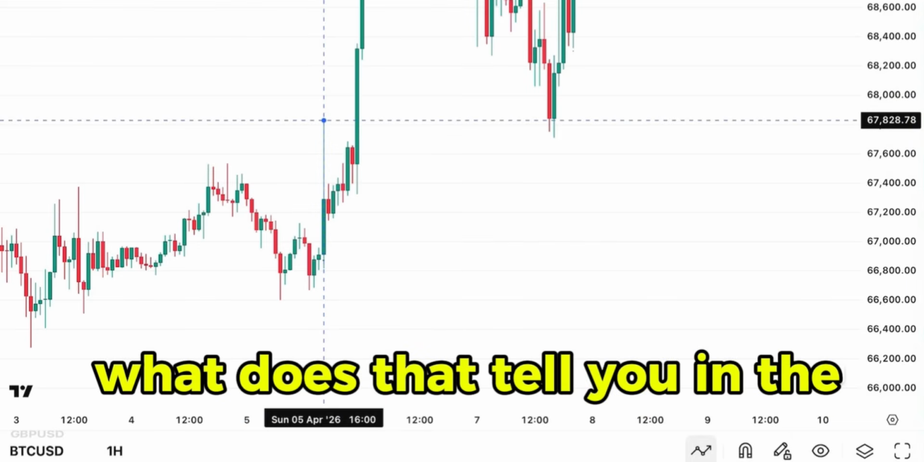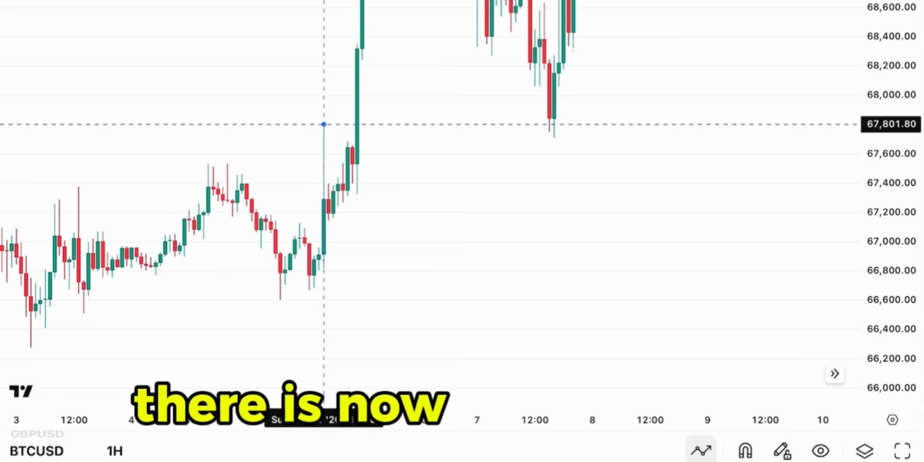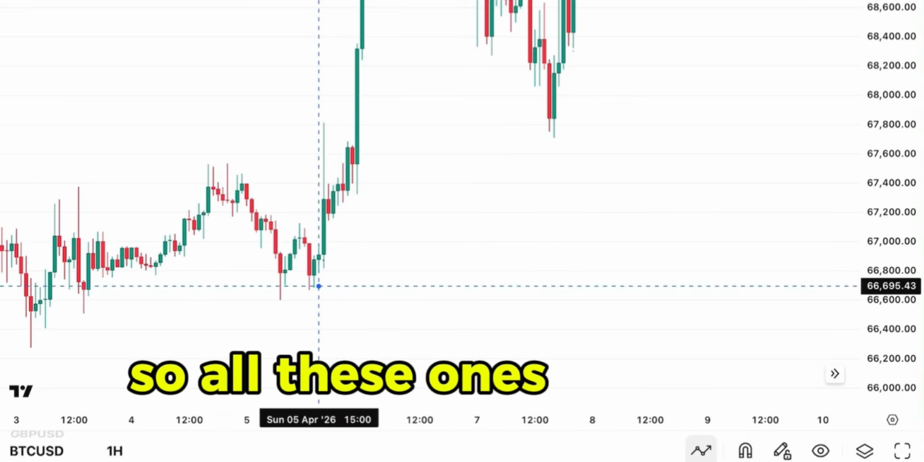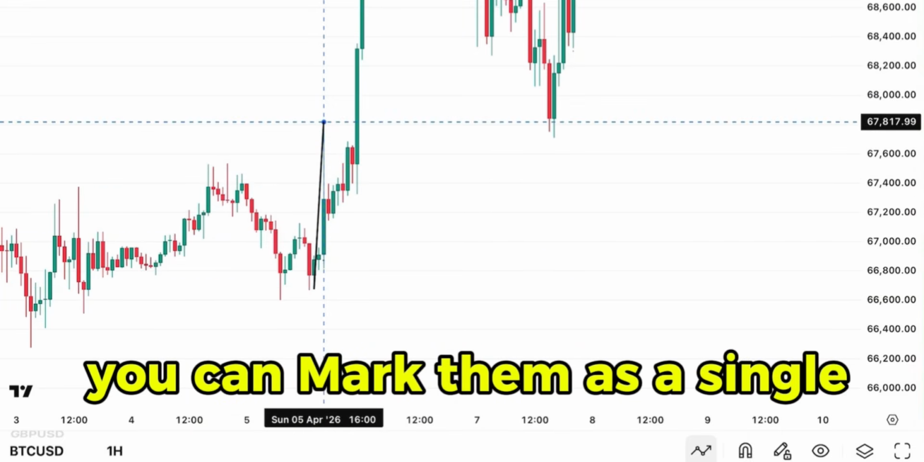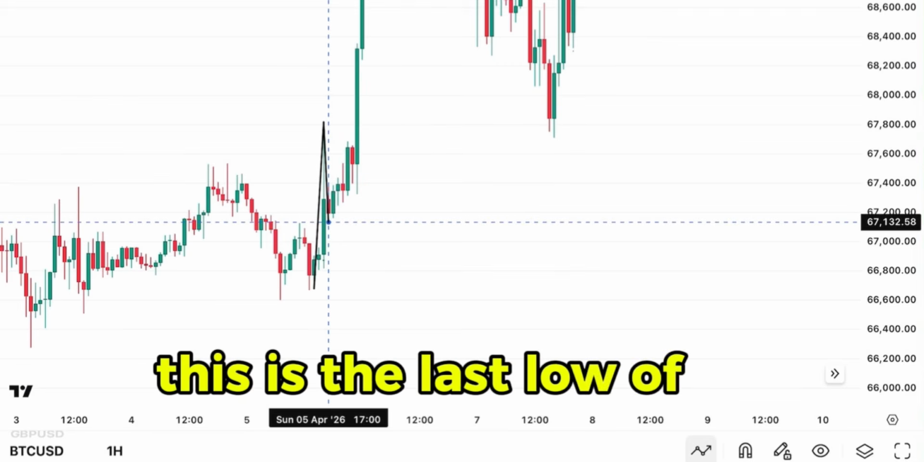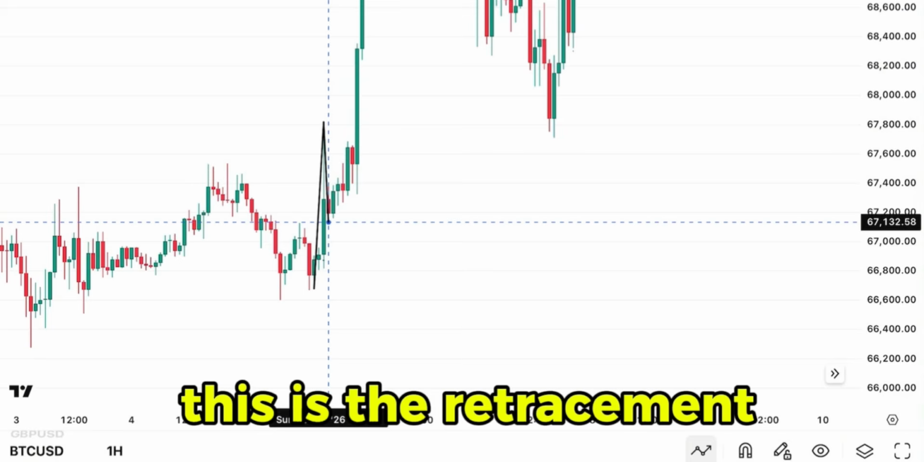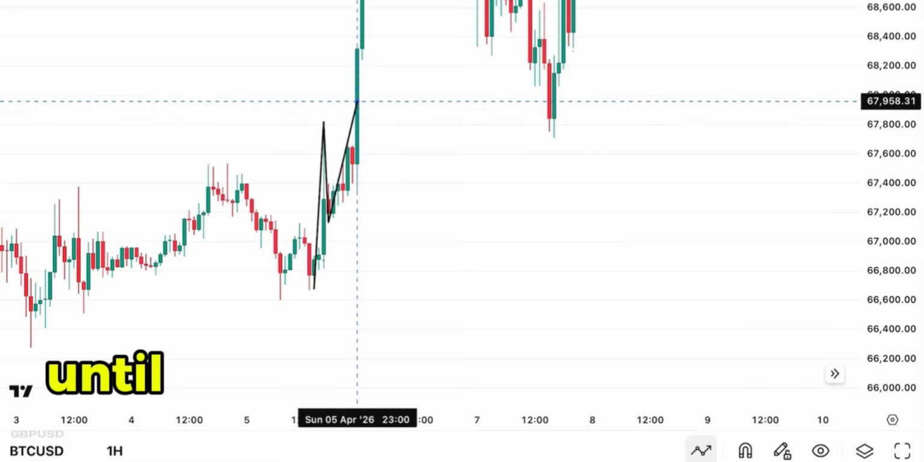What does that tell you in the market? It simply tells you that there is a pause in the market. There is now a retracement. So all these ones that were breaking each other's highs, you can mark them as a single candle. And where did the retracement stop? You can see that this is the last low of the retracement. This is the retracement, and then you wait for this high to get broken again.